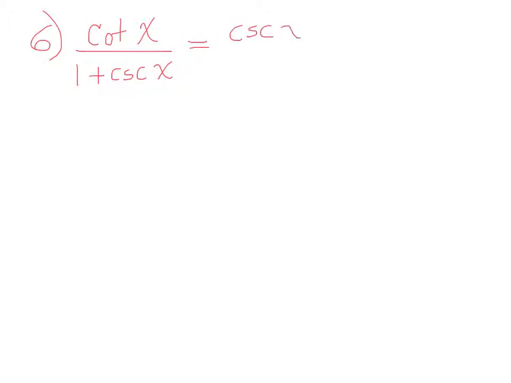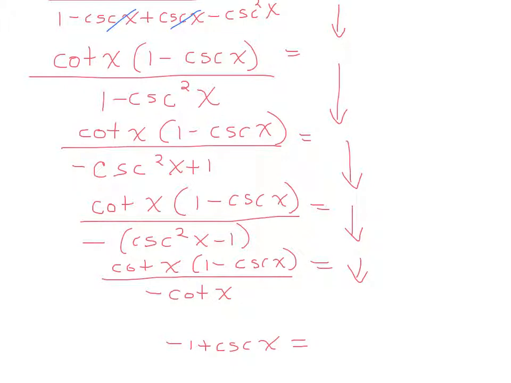Number 6, cotangent of x divided by 1 plus cosecant of x equals cosecant of x minus 1 over cotangent of x. Okay? So let me give you some time so that you can work out this problem. Try that to see if you can do it. Okay? You multiply by 1 minus cosecant of x, and then you simplify it all the way down.